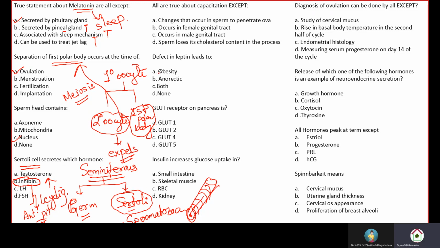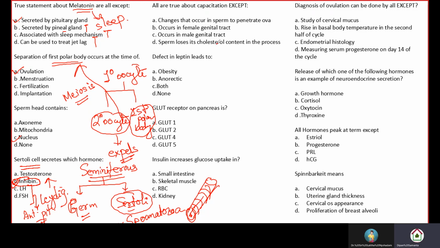So all are true about capacitation except... the option will be B, this inhibin. Okay, next question. All are true about capacitation except: changes that occur in sperm to penetrate ova, occurs in female genital tract, occurs in male genital tract, sperm loses its cholesterol content in the process. Okay, so the answer will be occurs in male genital tract.